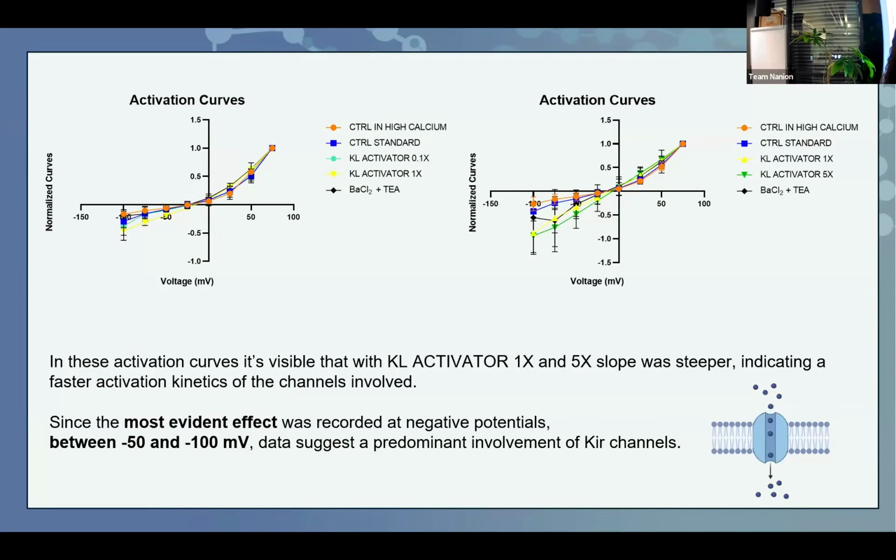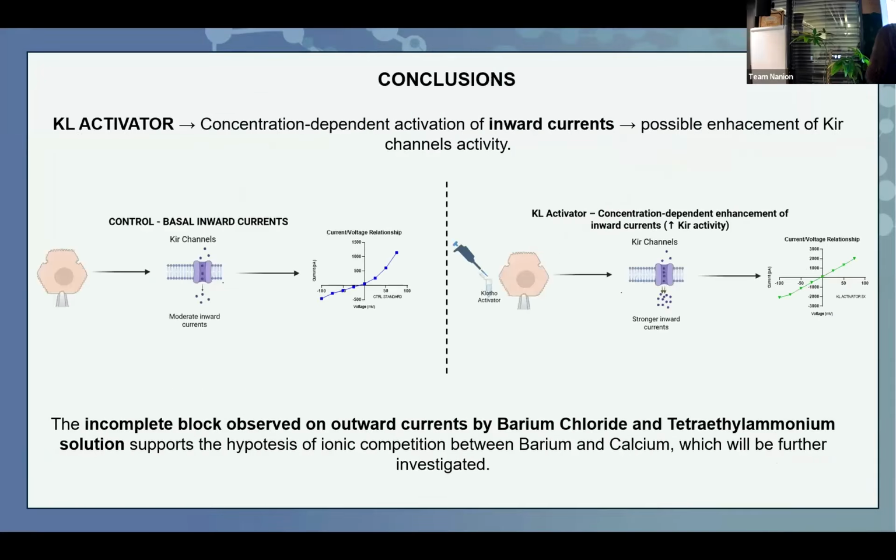And so in the end, we also see here that with Klotho activator 1x and 5x, the slope was steeper for both of the curves, indicating a faster activation kinetics of the channels involved. As I said before, we had the most evident effect between -50 and -100 millivolts. And this is making us think that there could be an involvement of potassium inward rectifier channels.